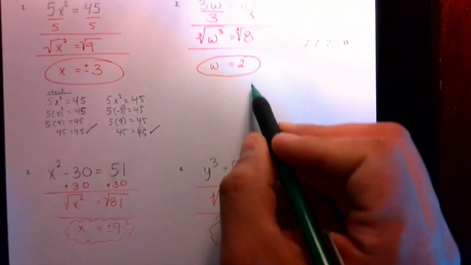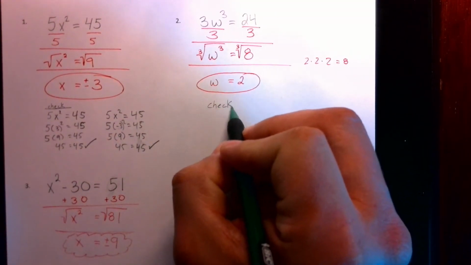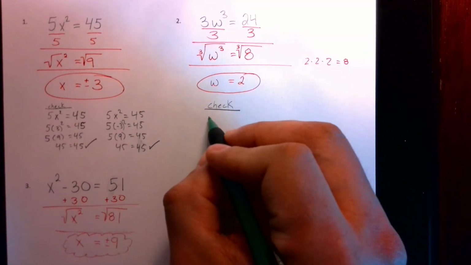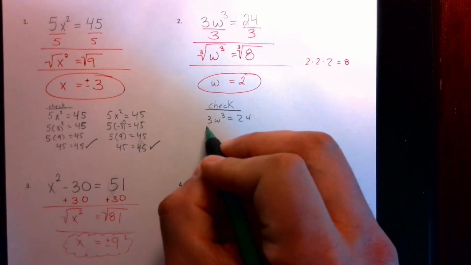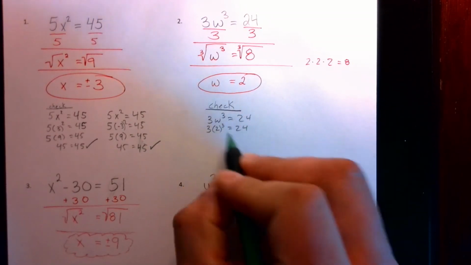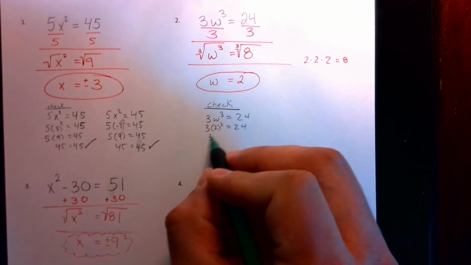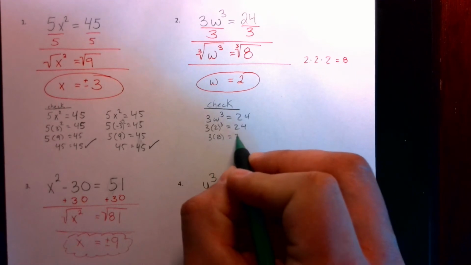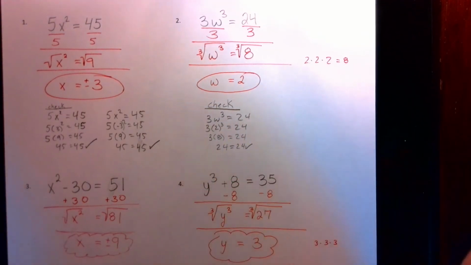If I were to check number 2, well, I said my answer is 2, so the answer 2 should check. So I do 3w cubed equals 24. So 2 cubed equals 24. 2 cubed we already said is 8, right? 2 times 2 times 2 is 8. So we get 3 times 8 is 24. And 24 equals 24. So indeed that does check.